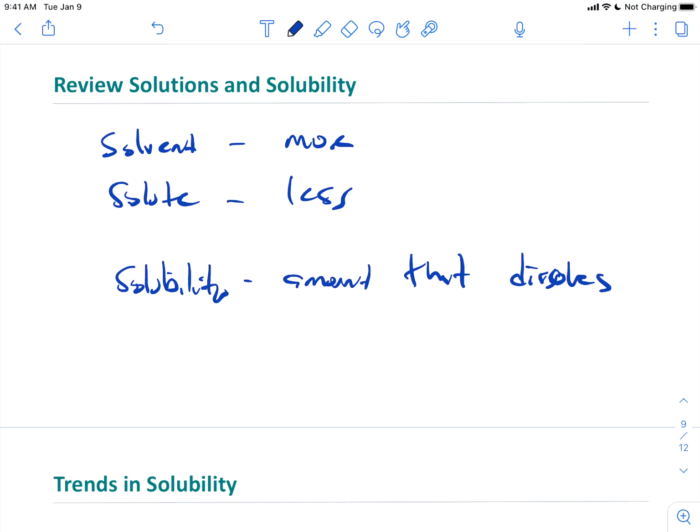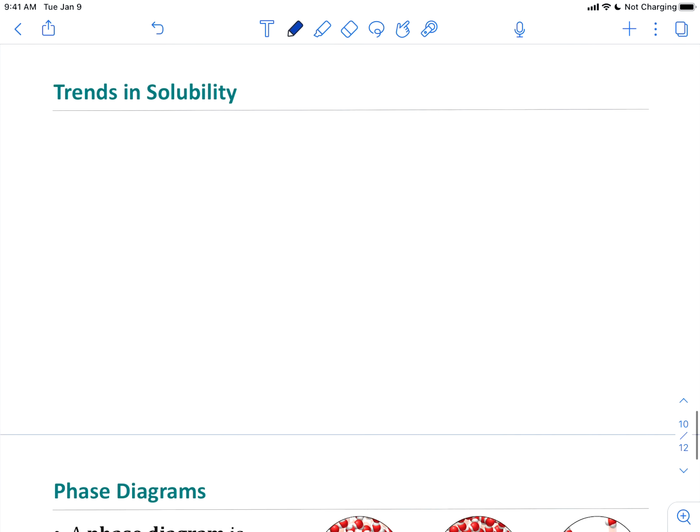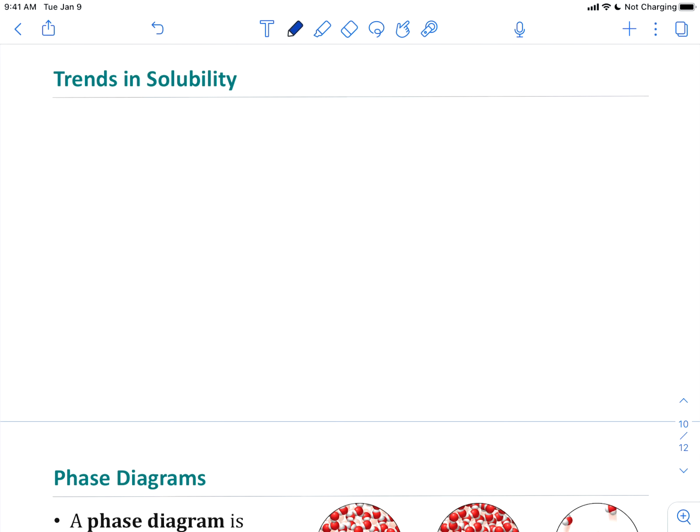And that's called your solubility limit, or the solubility of the compound. Well, we can start to see trends in solubility now. You might start to think that if water is polar, then for something to dissolve in water, it should have some sort of polar interaction with water.